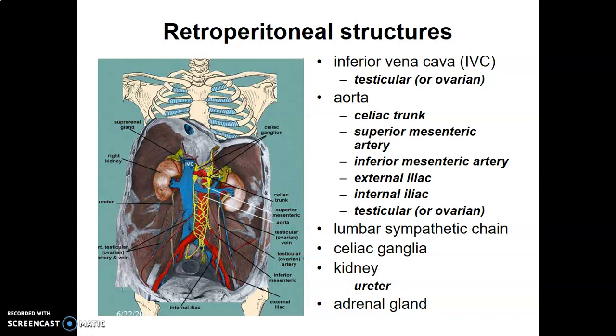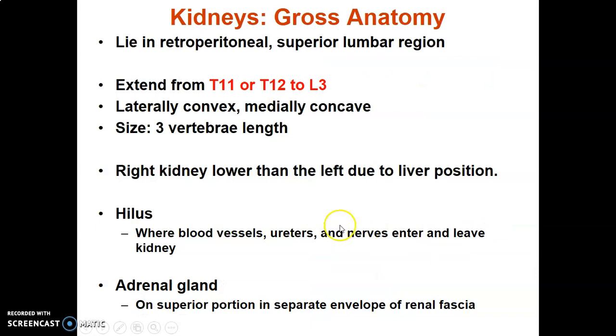Retroperitoneal structures are quite a number. So we have some vessels such as inferior vena cava with the gonadal vessels draining into them, such as testicular vein in males and ovarian vein in females. Then we have aorta and its branches, the lumbar sympathetic chain, celiac ganglia, the kidneys, the ureter, the adrenal gland. So these are the retroperitoneal structures. So we'll start by discussing the kidney.